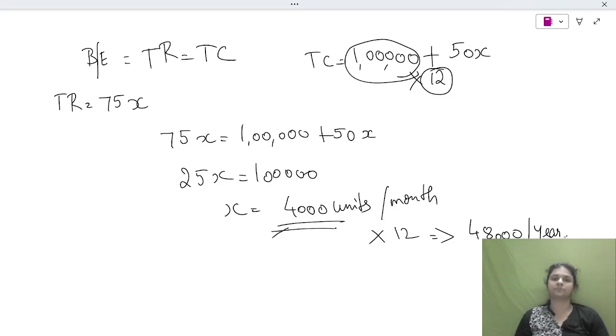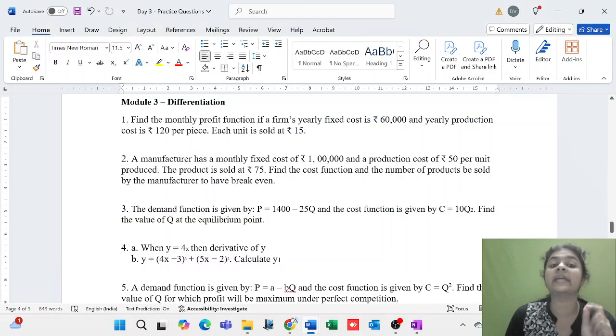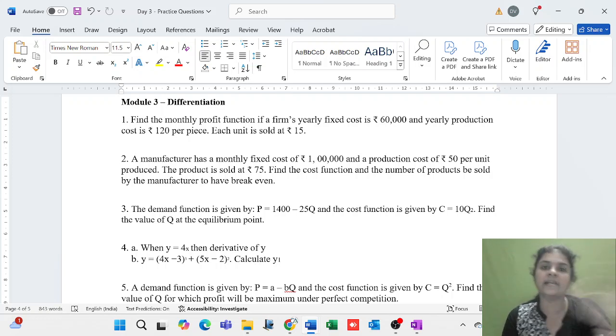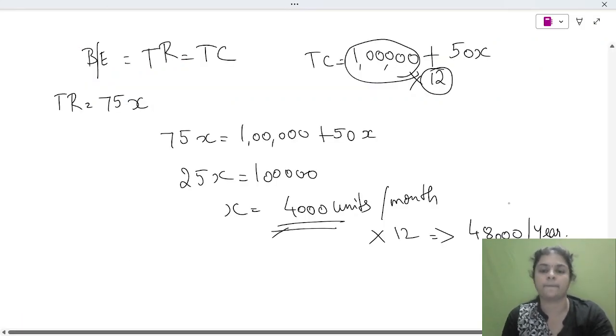Got it? Yes, ma'am. The fixed cost in total cost is given monthly, so you can multiply only that by 12 at the start, or do everything at the end and multiply by 12. That is only if they ask you the yearly break even point. If the options give the break even point per month, you don't need to multiply by 12 in either place. Your final answer will be 4,000 units.